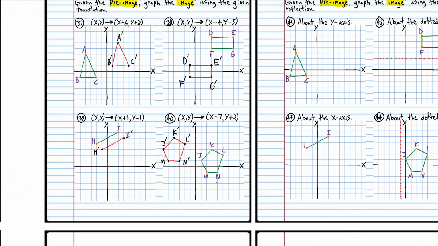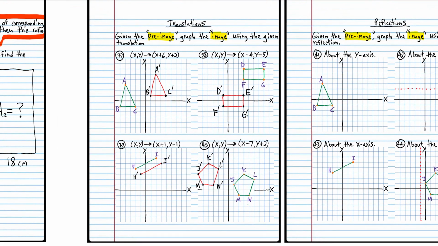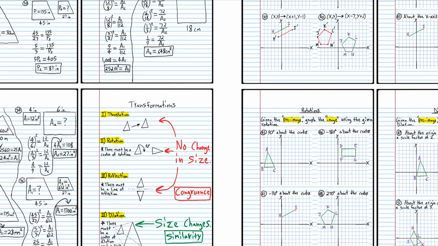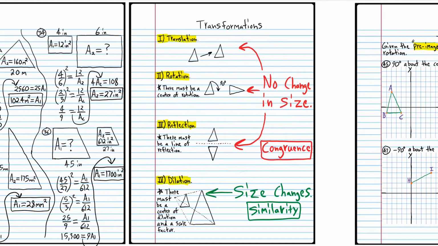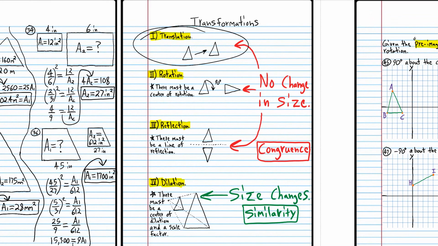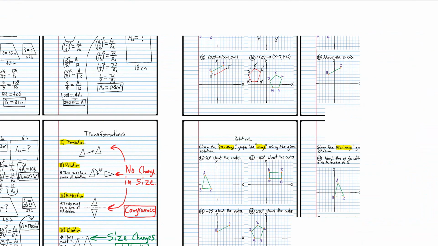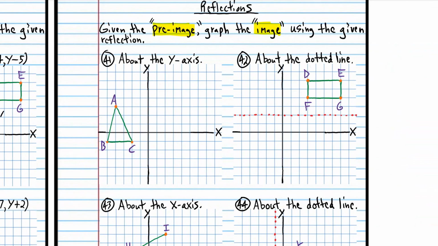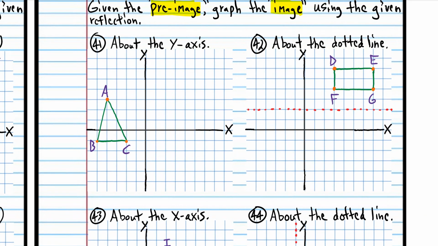All right, so those were translations. Those are the first type of transformation. We covered translations here. So now we're going to go to reflection. Reflection is a little more complicated, but still not too bad. Reflection is when you kind of flip things over.